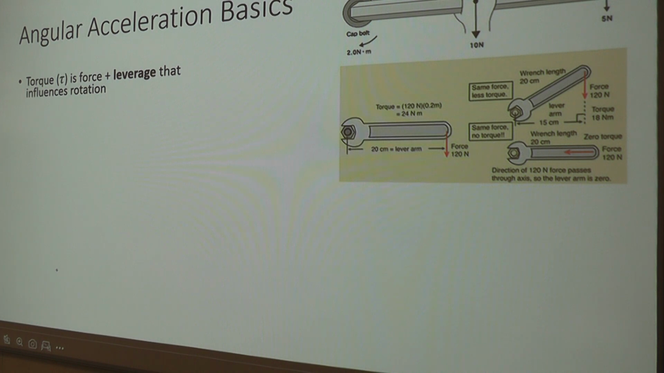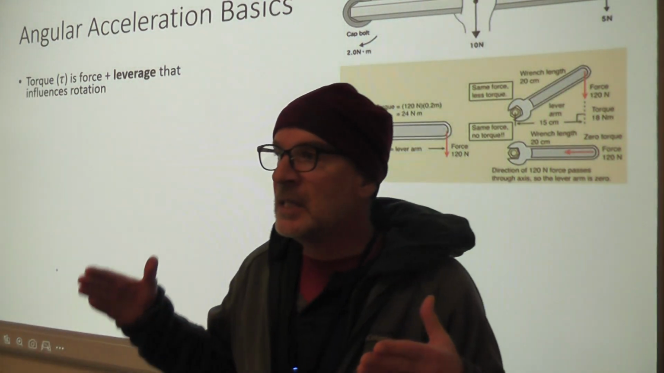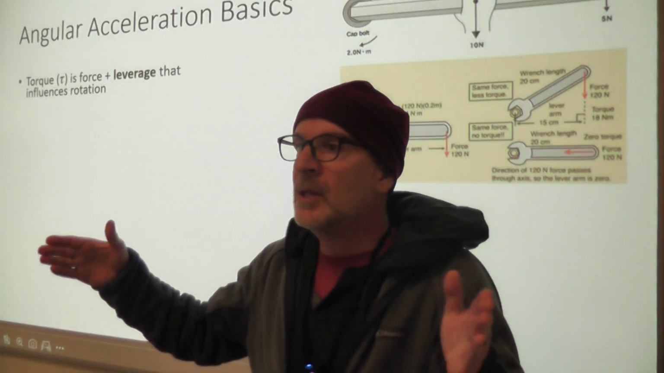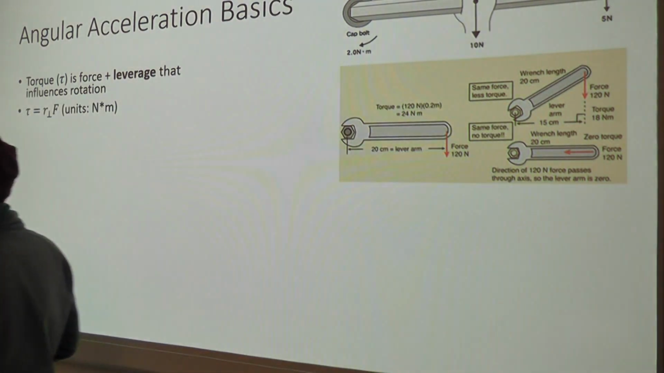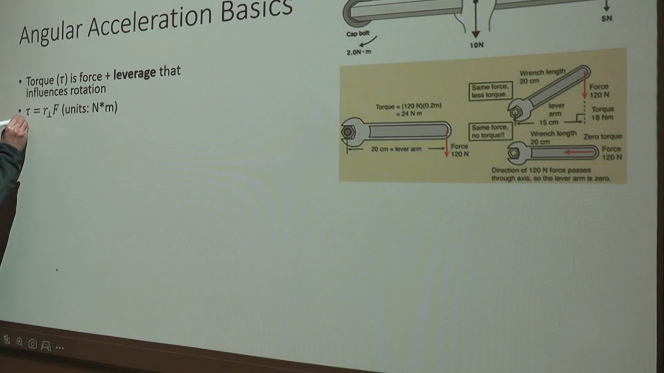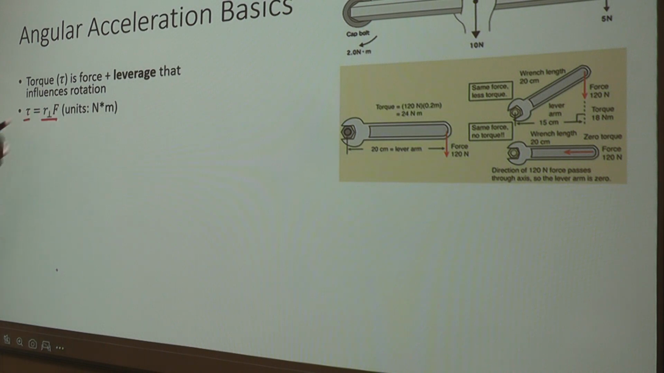When we rotate objects, it's not just the force that matters, but how much leverage we have as well. And leverage is just the distance from where that force is applied to the center of rotation. So there's an equation for this, and it looks like this. This little fellow is the Greek letter tau, a lowercase tau, and that is our variable for torque. Torque is angular force, and that's equal to r, which is the distance from the force to the center of rotation, also called the lever arm, times the actual force itself.